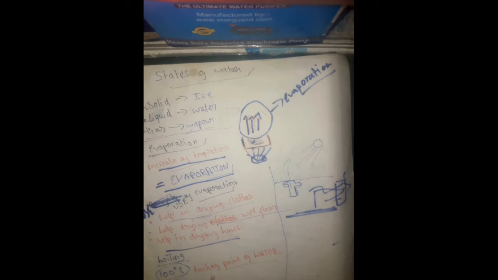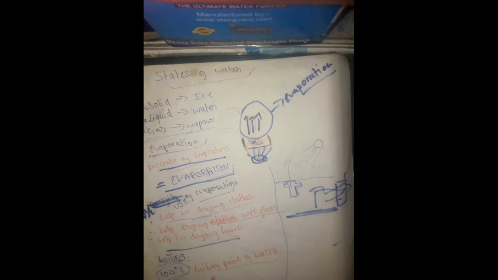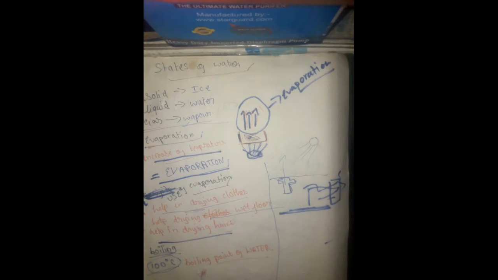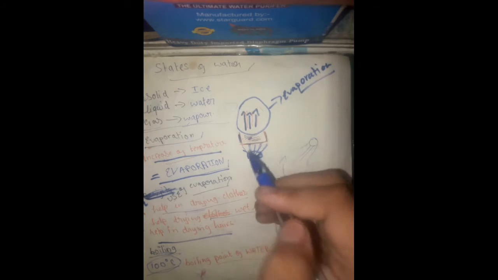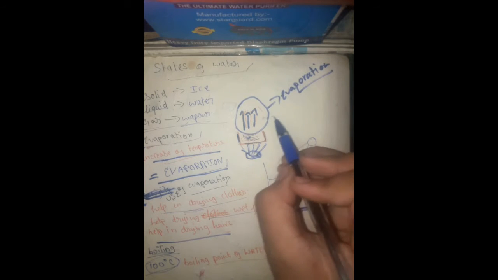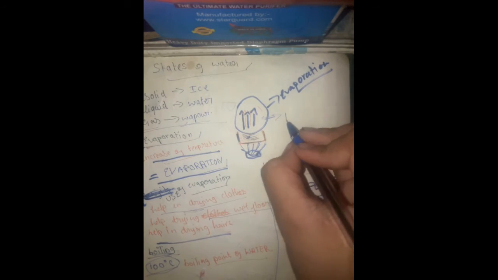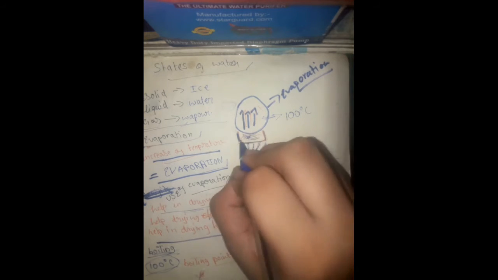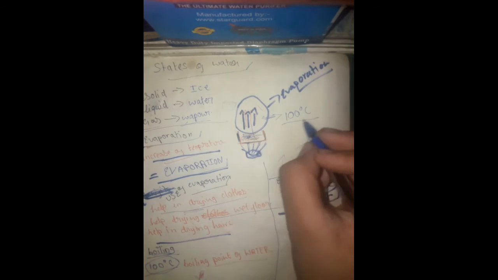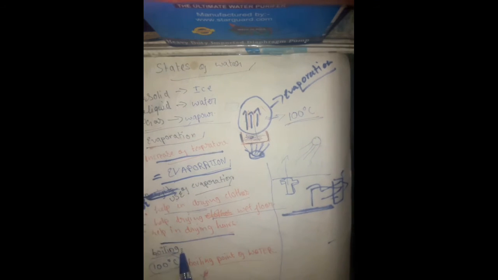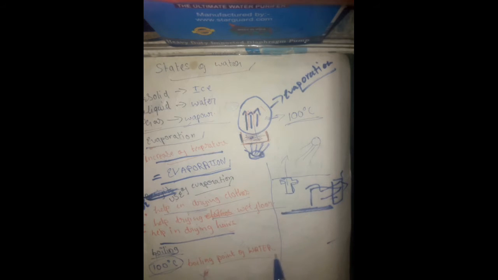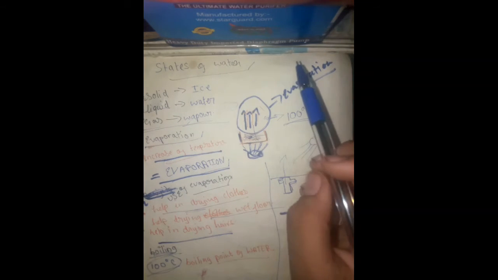So our next topic is boiling. Boiling, I told you over here, right? I told you at a certain point, this is 100 degrees Celsius. The water temperature comes to 100 degrees Celsius, then it starts to boil. And this is the boiling point of water.